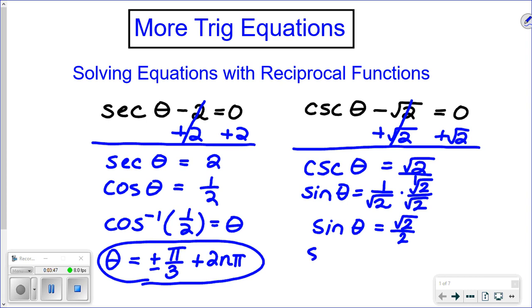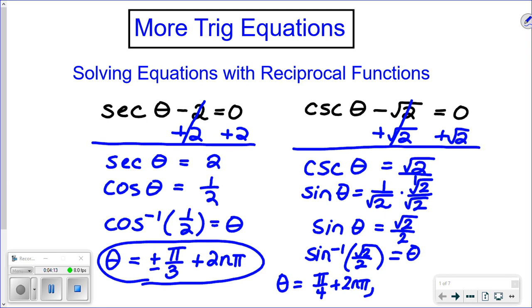Okay, now to solve for theta, we're going to use our inverse trig function. So inverse sine of square root of 2 over 2 will equal theta. All right, then we just have to think to our unit circle for which angle is sine equal to square root of 2 over 2. Well, hopefully the first angle that comes to mind is pi over 4. And of course, we'll still add the 2n pi.